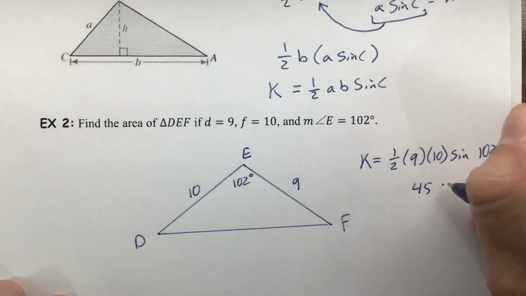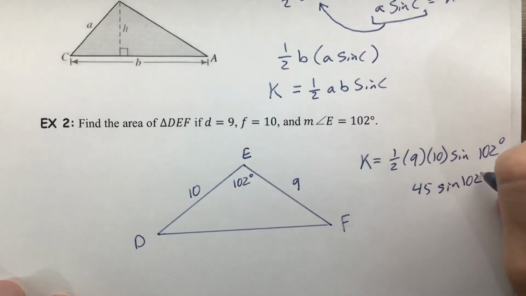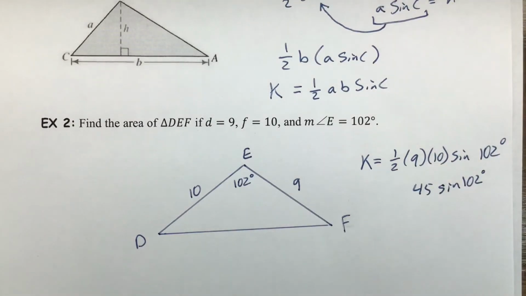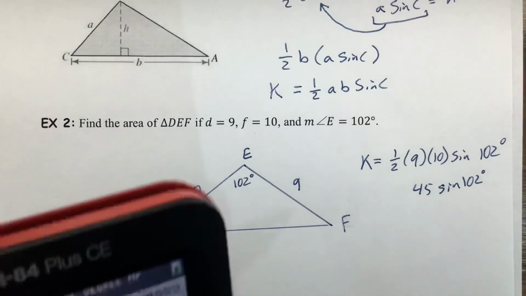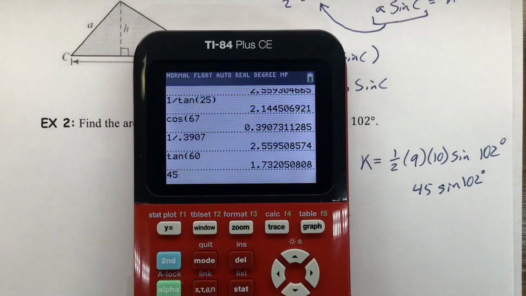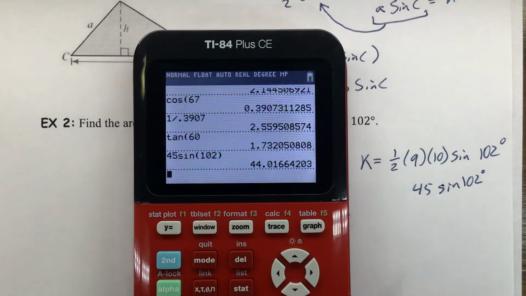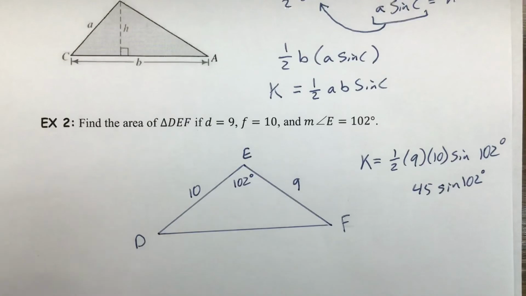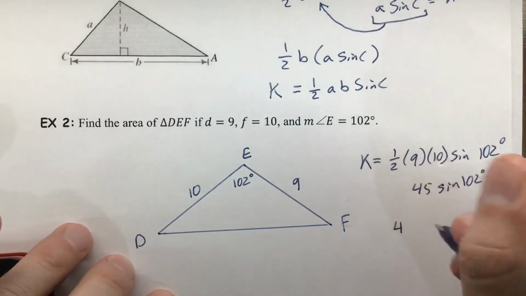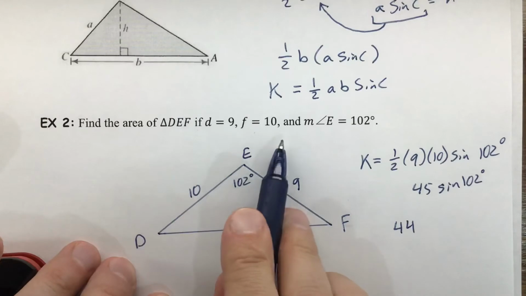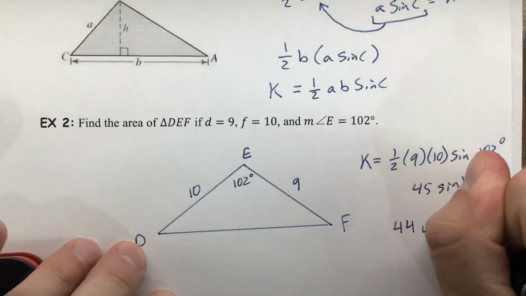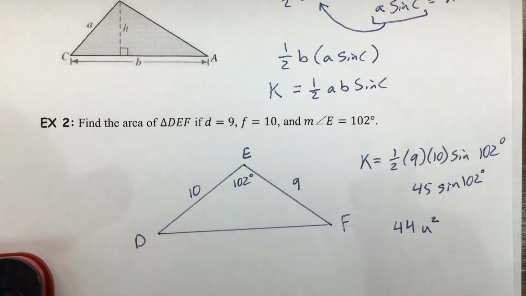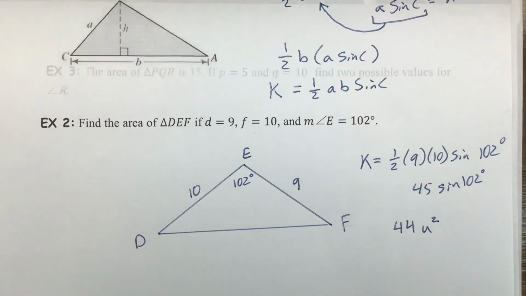So we've got 45 times the sine of 102. Now at that point, I'm going to need to type it in because I don't have any other way of evaluating what the sine of 102 is. Okay, so I'll take 45 sine 102. Again, make sure you are in degrees. And we're going to get 44.01, we'll just go ahead and call it 44. So this will be 44. And we did not get units for the area, so I'm just going to write a letter U, but it's units squared. It's 44 square units of area there.